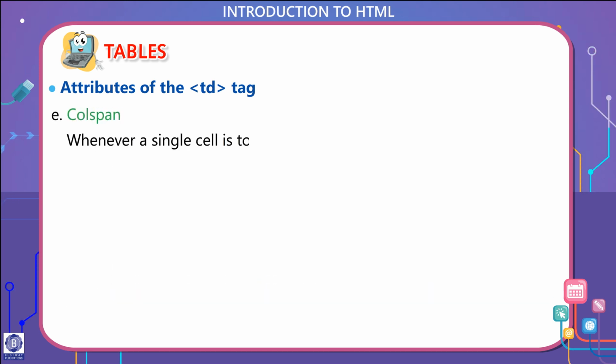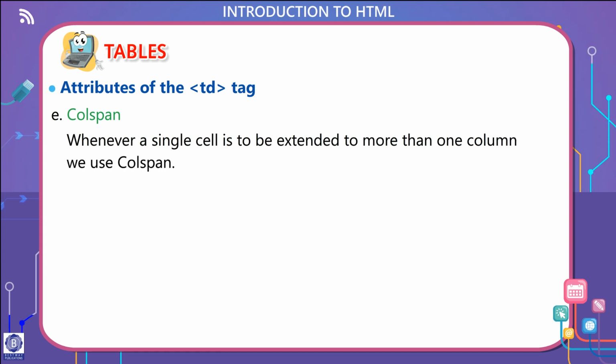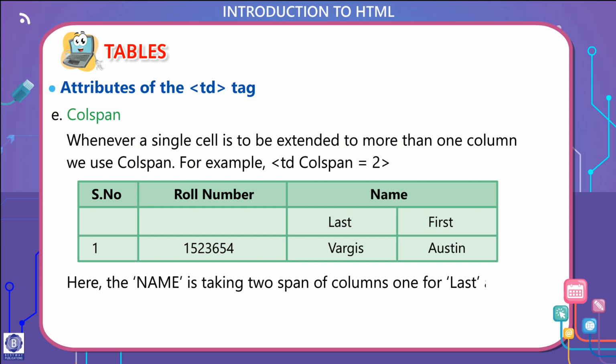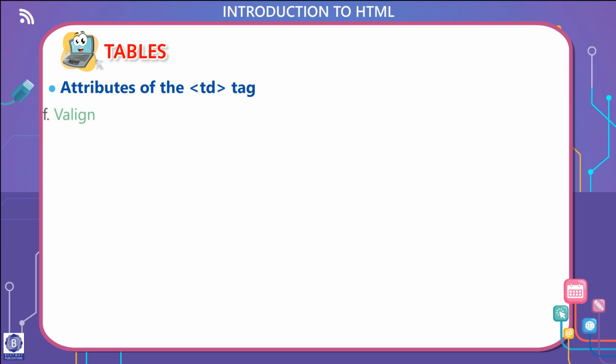Colspan. Whenever a single cell is to be extended to more than one column, we use colspan. For example, TD colspan is equal to 2. Here, the name is taking a span of 2 columns, one for last and one for first.